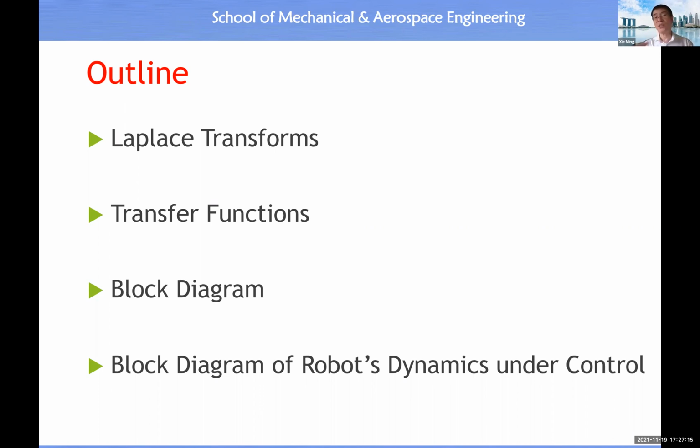So you see all these benefits, so there is enough reason or motivation for us to adopt frequency domain mathematical tools in order to come out with design solutions for a robot's control system.